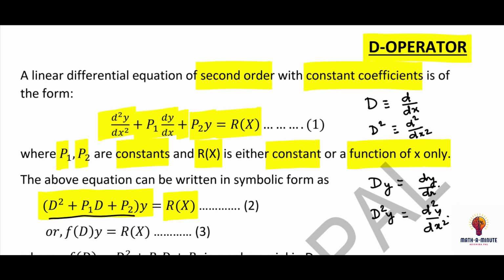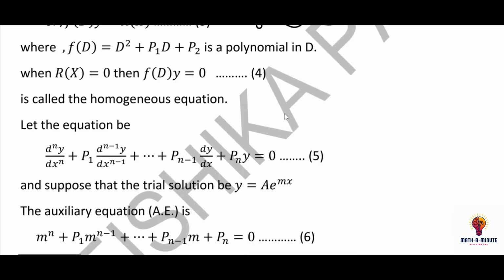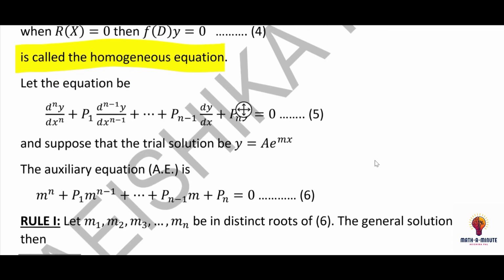Okay, so in this differential equation, the general solution will be y equals complementary function plus particular integral. I will discuss particular integral later, but in this video we will learn about the complementary function. To find the complementary function, we have to make the differential equation a homogeneous equation. Homogeneous equation means this R of x part we have to take equal to 0.